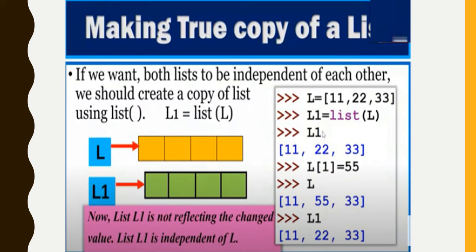Further, if you want both lists to be independent of each other, then we have to use the list function. Instead of L1 equal to L, you can write L1 equal to list of L. Now it will create a duplicate but independent one. The changes done in L will not reflect in L1. The changes done in L1 will not reflect in L. Now list L1 is not reflecting the changed value. List L1 is independent of L. For that we have to use the function list. That is called a true copy, and the other we call a shallow copy. Okay.